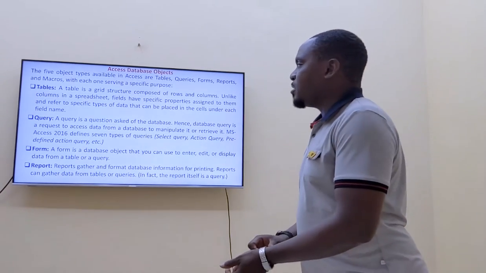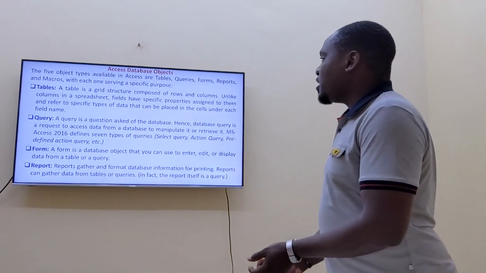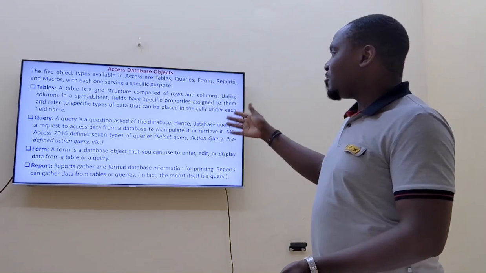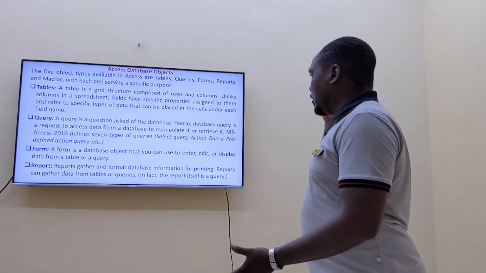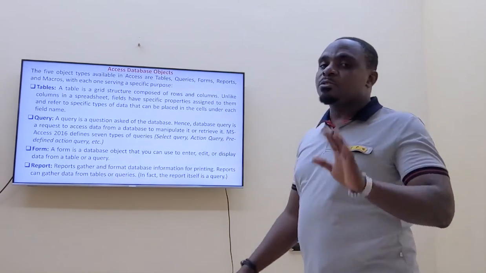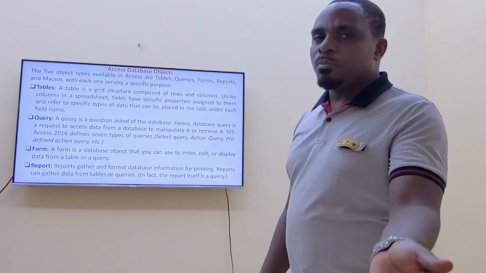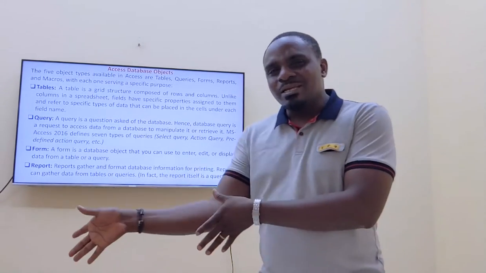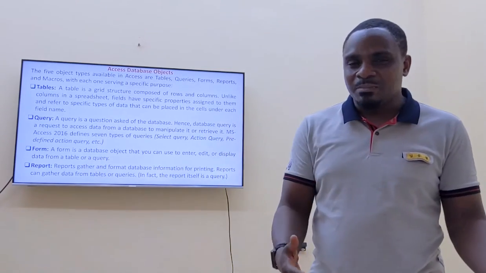Then we talk about queries. A query is a question asked of the database. A database query is a request to access data from a database to manipulate it or to retrieve it. Microsoft Access 2016 defines 7 types of queries. Queries are nothing but when you call up a particular selected range of a database.